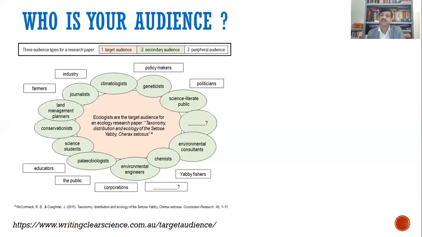Say, for example, if this is a law paper, your peripheral audience cannot be from science. So this is something which will be there, but not necessarily.